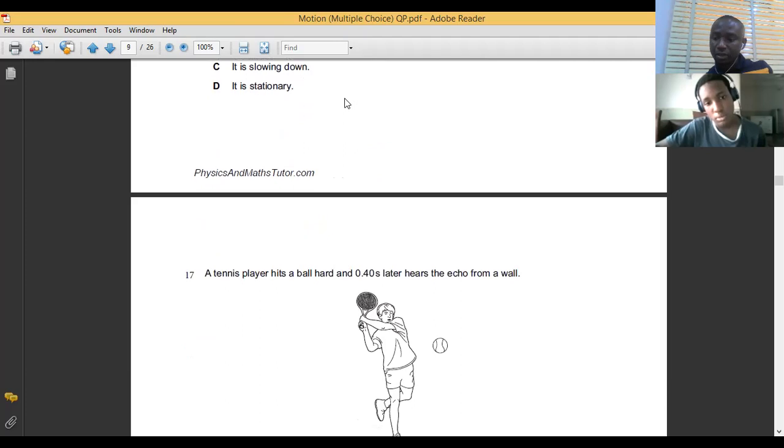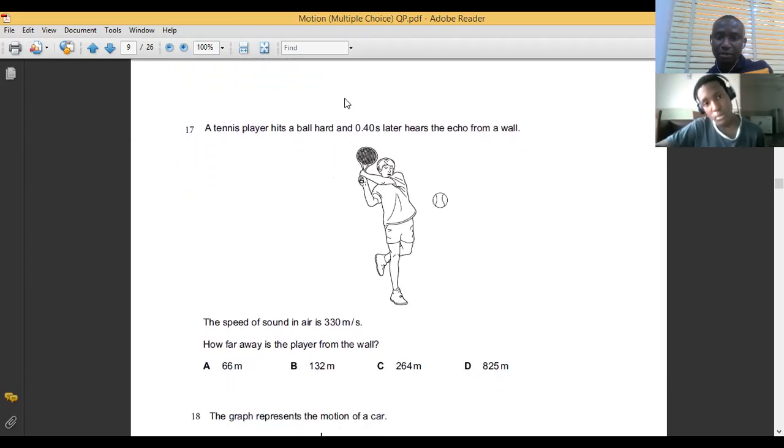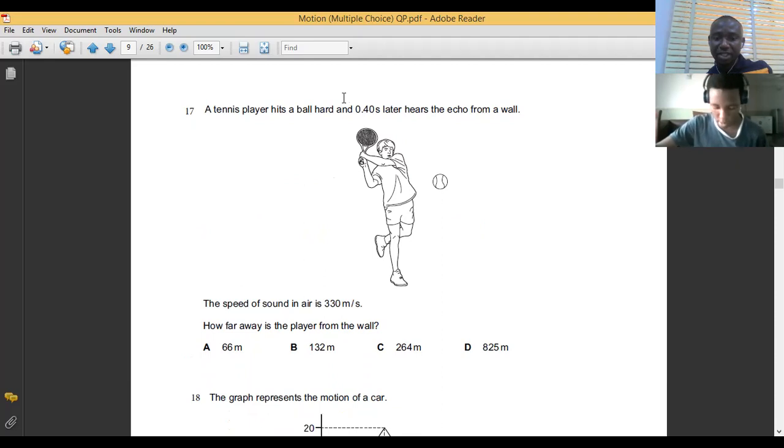Okay, number 17. A tennis player hits a ball hard and 0.4 seconds later hears the echo from a wall. The speed of sound in air is 330 meters per second. How far is the player from the wall? 132, B. How did you get that? 330 multiplied by 0.4 seconds.